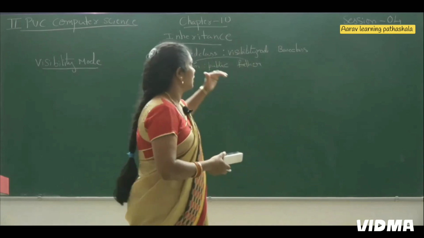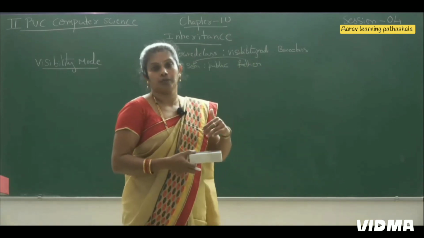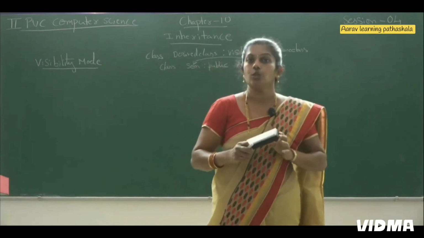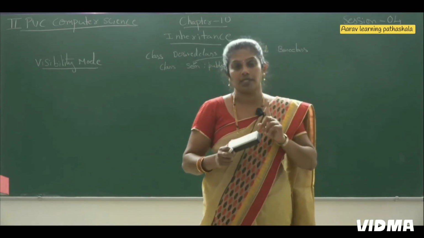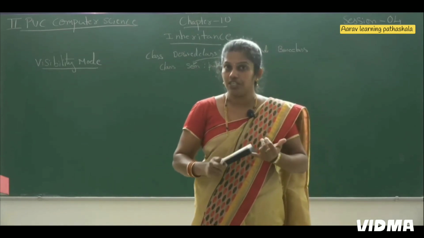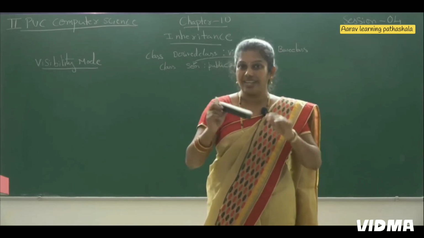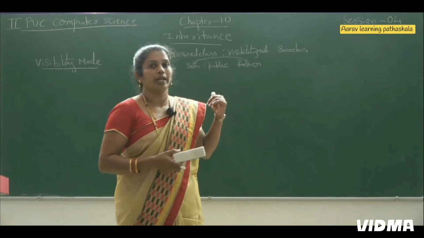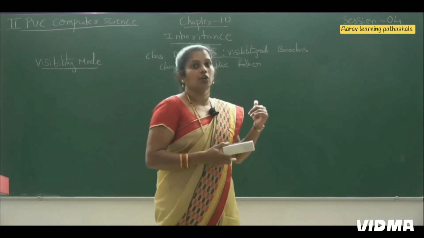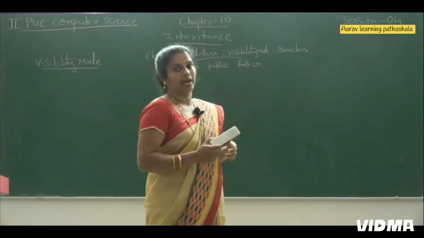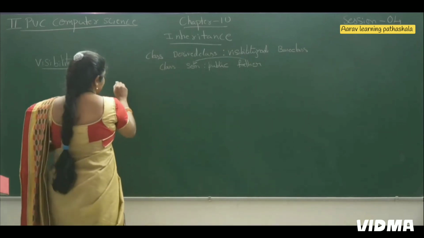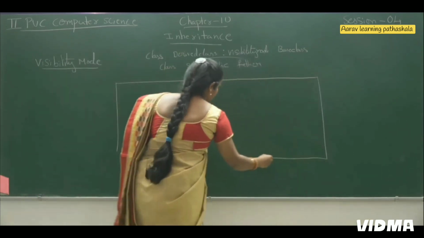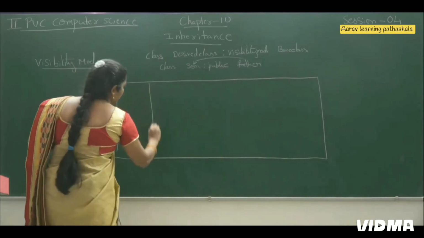Otherwise, they may ask the question: explain visibility mode in inheritance. This is also a very important question for 5 marks. First you have to write the definition, how to access the data, and how exactly it will control. Regarding that you have to explain: visibility mode will control the access specifiers of the members of the base class in the derived class. If you write this chart, then it will be easy for you to remember how exactly it will work.